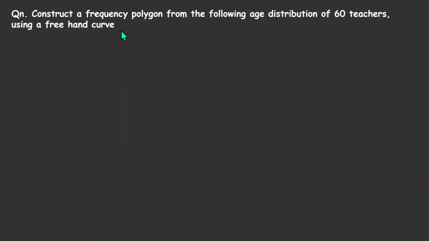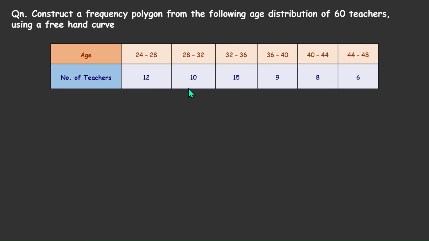So if we have an example to construct a frequency polygon from the following age distribution of 60 teachers using a freehand curve. And the distribution that is given to us is this. Now these are the age classes and these are the number of teachers in each of the classes. Now the thing to note here is that we have to create a frequency polygon, and that too we have to do it with a freehand curve.